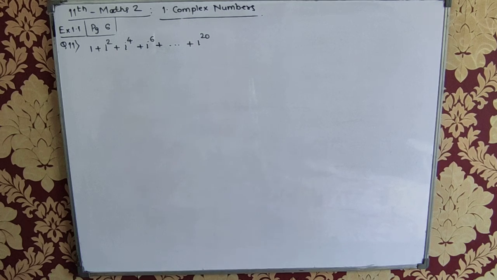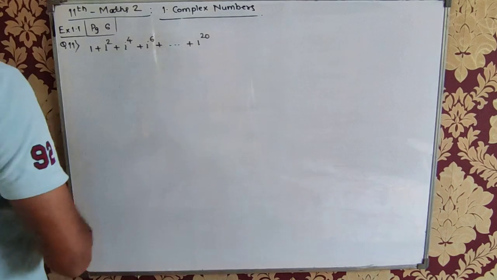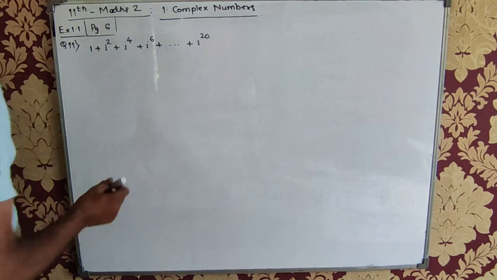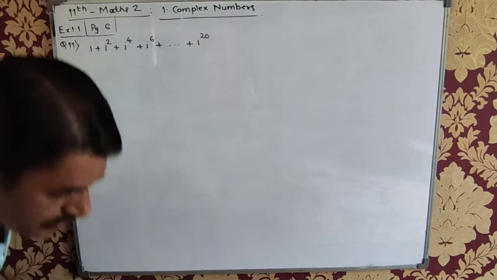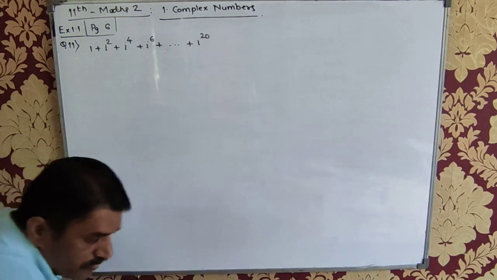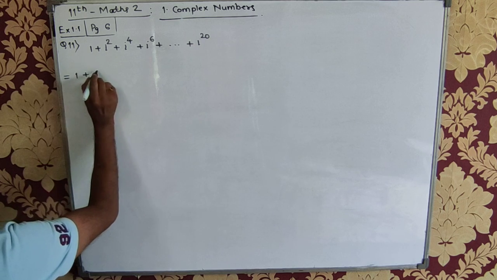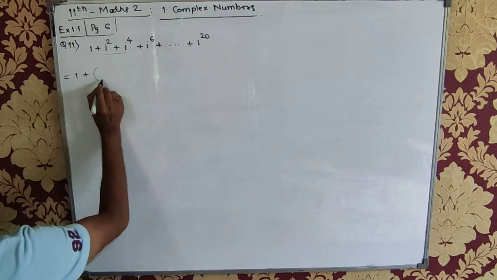Question number 11. Find the value of 1 plus i square plus i raised to 4 plus i raised to 6, and so on up to i raised to 20. So what will we get? I'll club these numbers here. I'll say 1, and I'll club these two together.